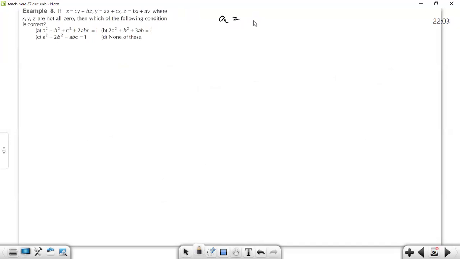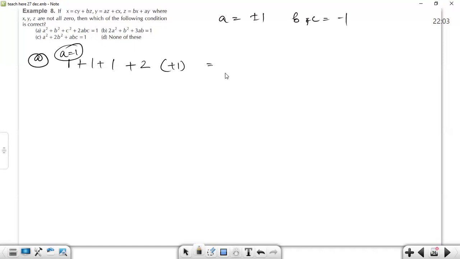a is plus minus of 1 and b and c are minus of 1 basically. So for option A, a square, plus minus 1 square, is 1 only. b square is 1 only, c square is 1 only, plus 2abc. Now we'll consider a as plus 1 first. Minus b into minus c has become plus 1 also. And a was already plus 1. So this has become 3 plus 2, 5 is equal to 1, which is not true. So with a equal to plus 1, option A is not verifying.